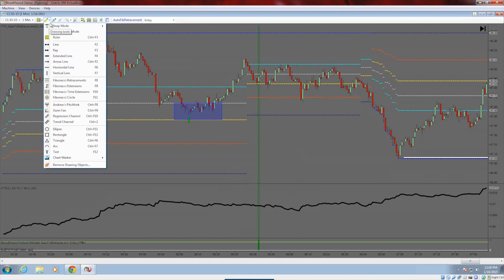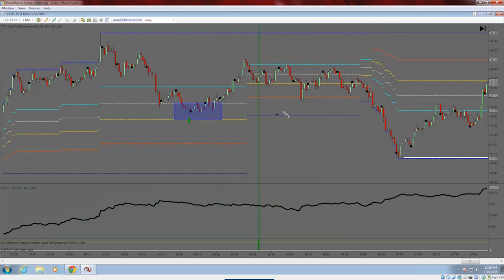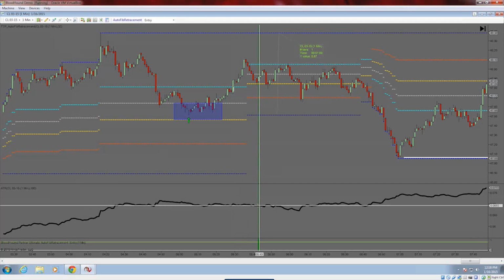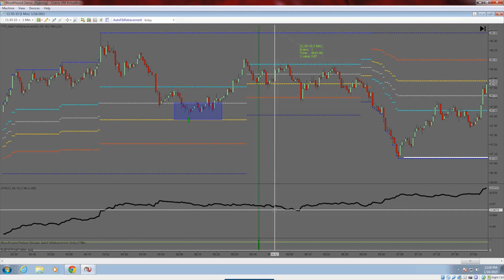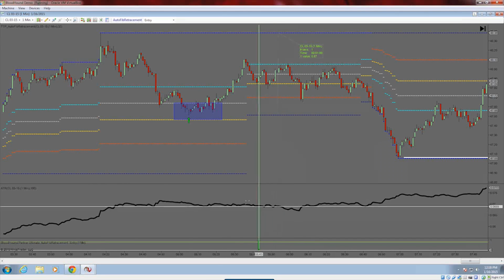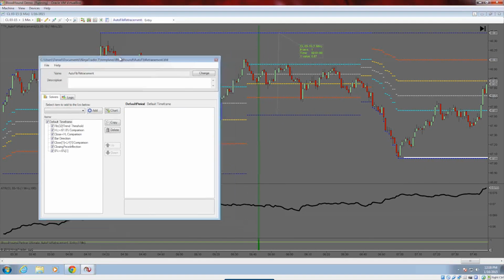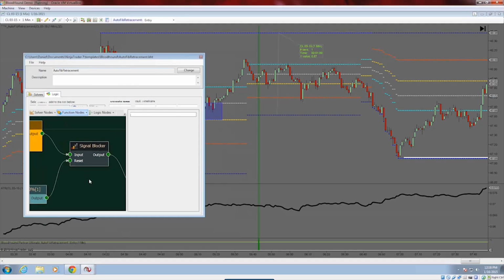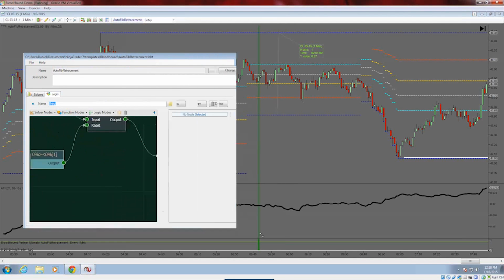So here, using the ruler, the 0% from the 100% is 87 ticks. Now the average true range is about 7. So that's about 10 times, 11 times the average true range, 12 times. So let's do this. I'm going to build another condition now.